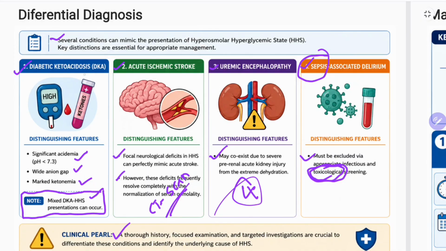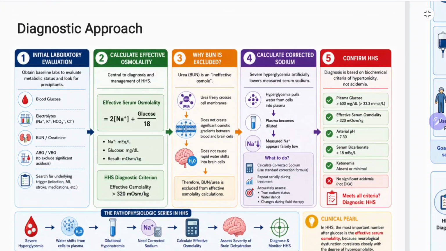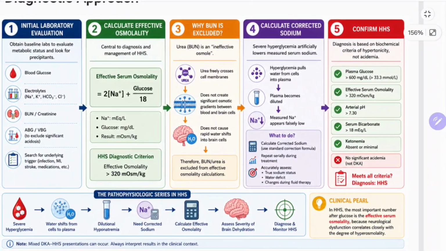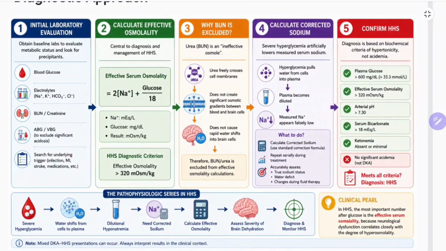Here also four things: DKA, acute ischemic stroke, uremic encephalopathy and sepsis. Now, how to diagnose? What should be our diagnostic approach? How should we diagnose? And this will be the last thing of this video.